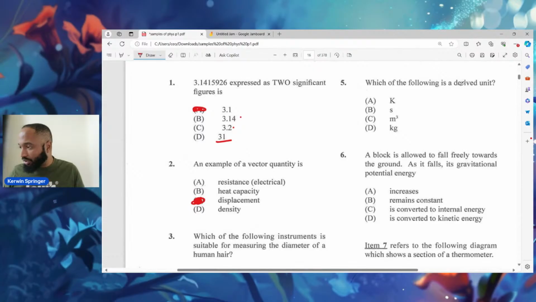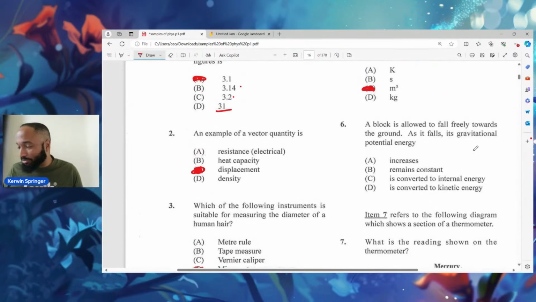Number 5, which of the following is a derived unit? Meters cubed. Because how you get a cube there, and expect to get away with this? At least try to hide yourself some kind of way now.